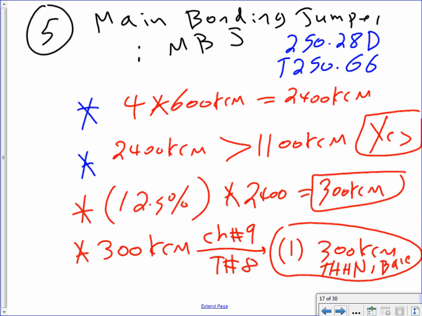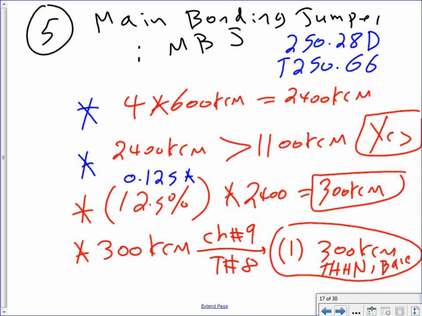One more time. You take the number of runs multiplied by the size of the phases, and that gets you a number. Check: is this number larger than 1100 kcmil? Then you have to take 12.5%. How do you convert this into math so you don't get confused? This is equivalent to 0.125 times. Everybody understand that when you do your math?